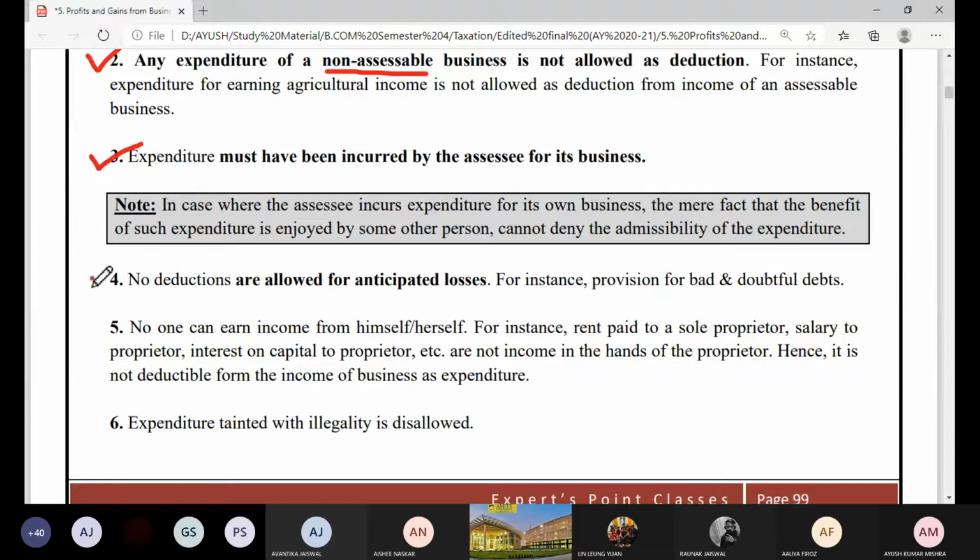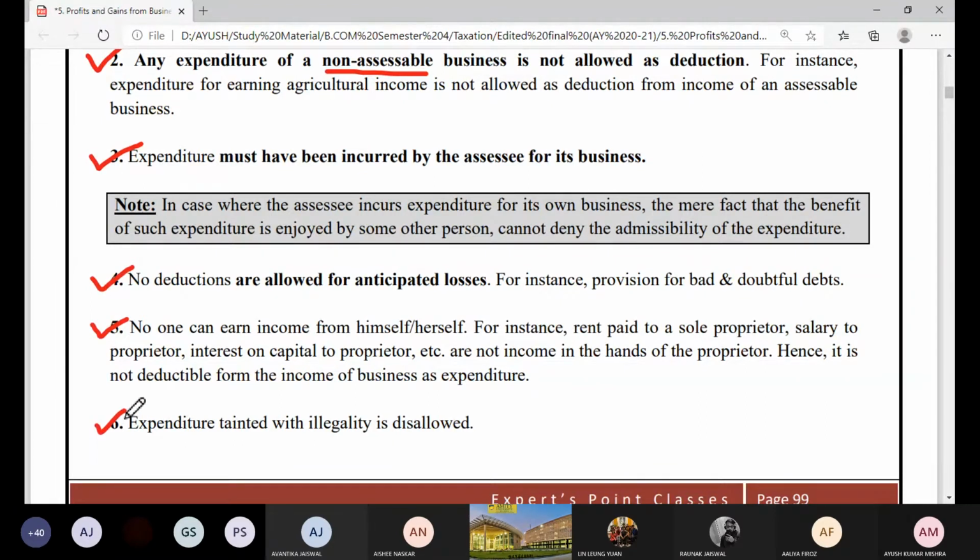The next: no deductions are allowed for anticipated losses. As I told you, provisions and doubtful debts cannot be allowed. Next, no one can earn profit from himself. This is what we call notional profit.